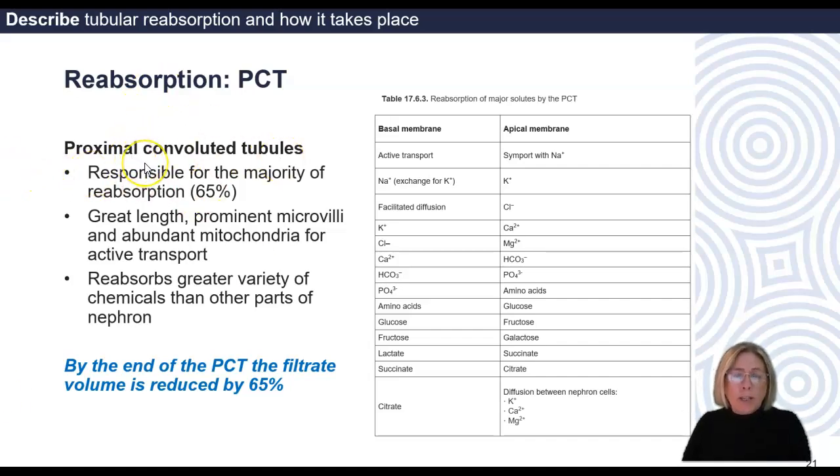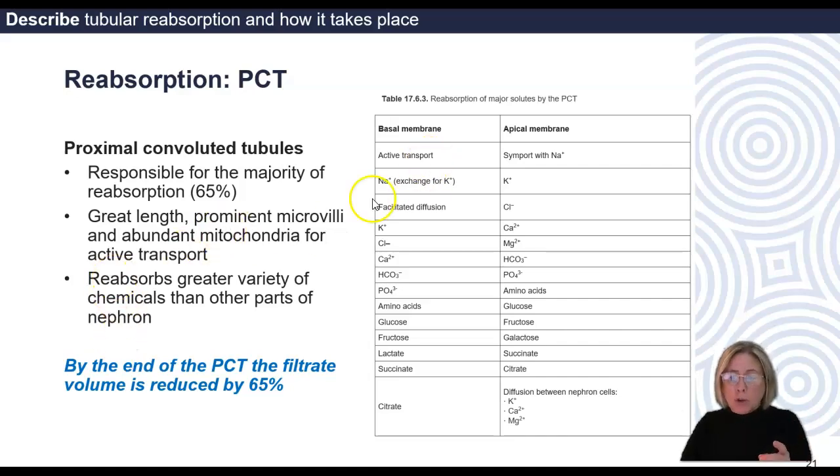And remember in the PCT that this is the major site for reabsorption. So there's lots of things going on. And it's responsible for the majority of reabsorption. And by the end of the proximal convoluted tubule, the filtrate volume is reduced by 65%.